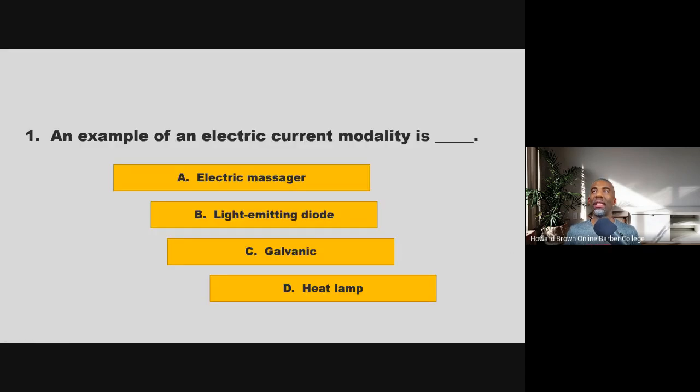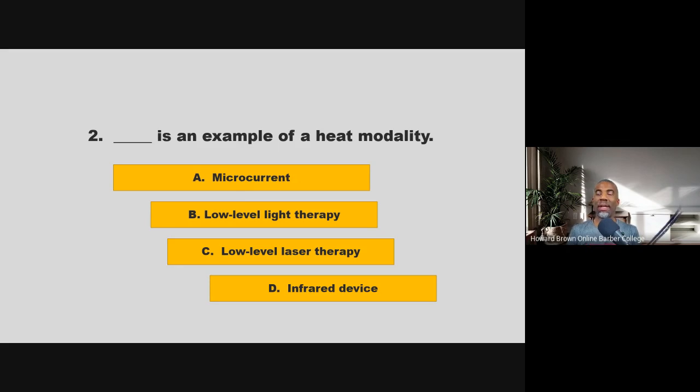An example of an electric current modality is it electric massager, light emitting diode, galvanic, or heat lamp? If you chose C, galvanic, you are correct. Blank is an example of a heat modality. Is it microcurrent, low level light therapy, low level laser therapy, or infrared device? If you chose D, infrared device, you are correct.